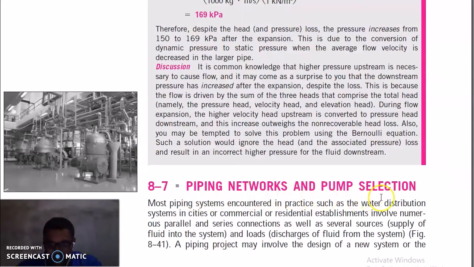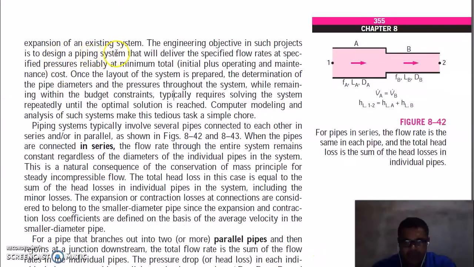Piping network and pump selection. Most pipe systems encountered in engineering, such as water distribution systems in cities, and commercial or residential establishments, involve numerous parallel and series connections as well as several source supplies of fluid into the system and loads discharging fluid from the system. So a piping project may involve the design of a new system or expansion of an existing system.